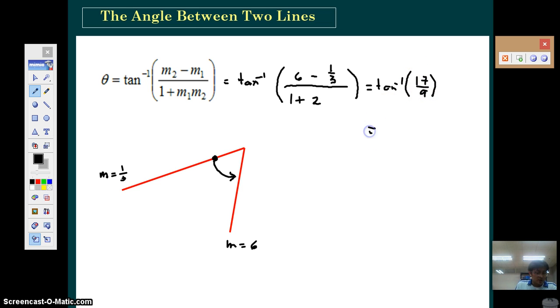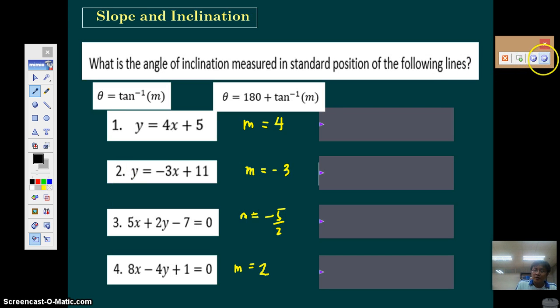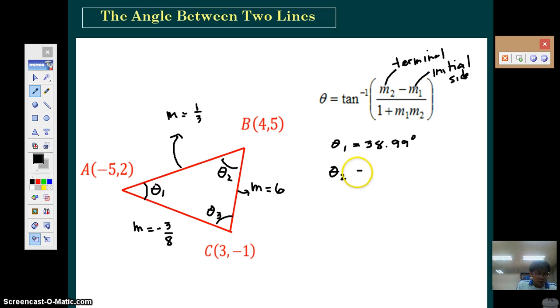So again, calculators to get the exact measure in degrees, and let's just round it off to 2 decimal places. Tan inverse of 17 over 9 will be 62.10. So our theta 2 is 62.10 degrees. Then lastly, get theta 3.